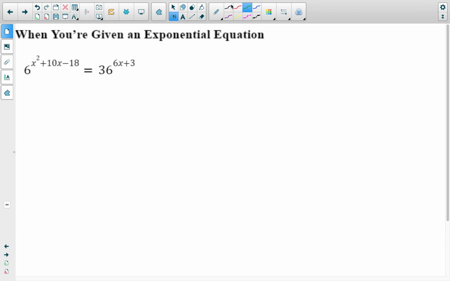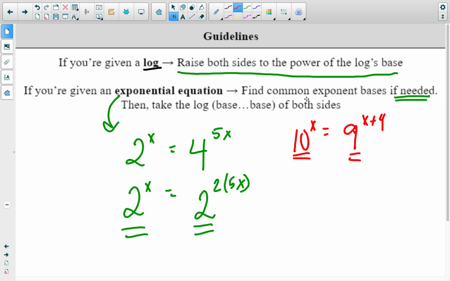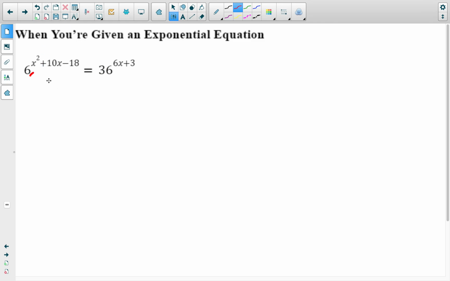Okay, so let's see what happens when we are given something that's in exponential form. Remember, go back to our guidelines. What do we do if we're given something in exponential form? We want to find common exponent bases, and then take the log of both sides. So 6 and 36, we should at this point be able to identify that we can rewrite so that they have common bases, right? Because 36 is the same thing as 6 squared. 6 squared raised to the power of 6x plus 3. Now we have 6 and 6.